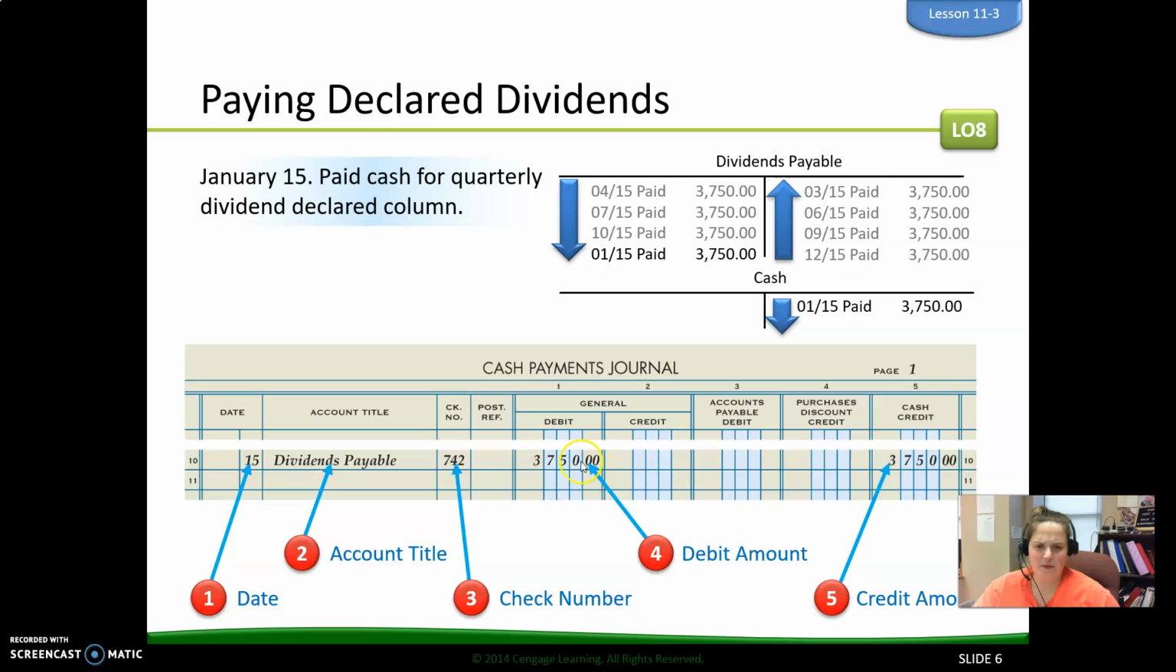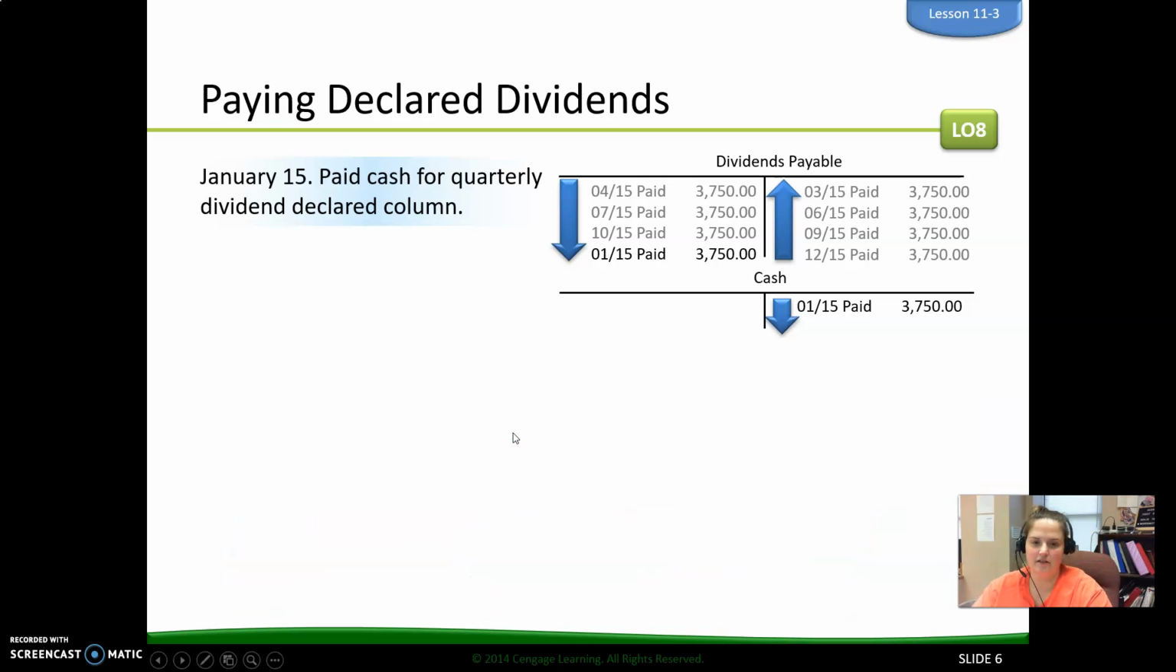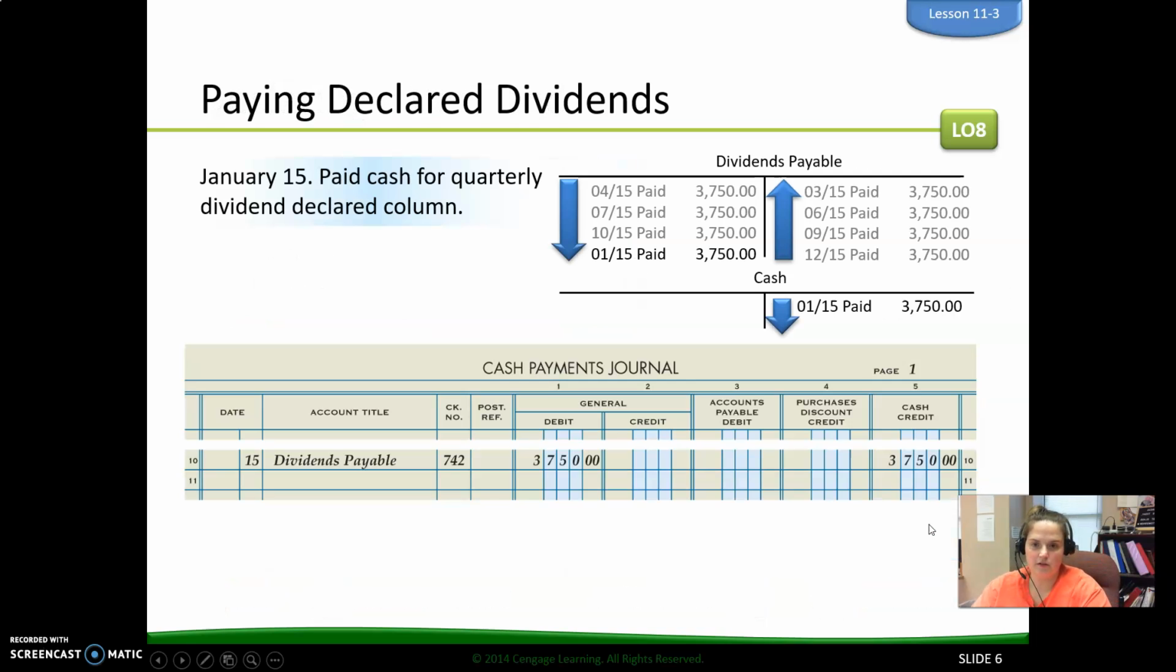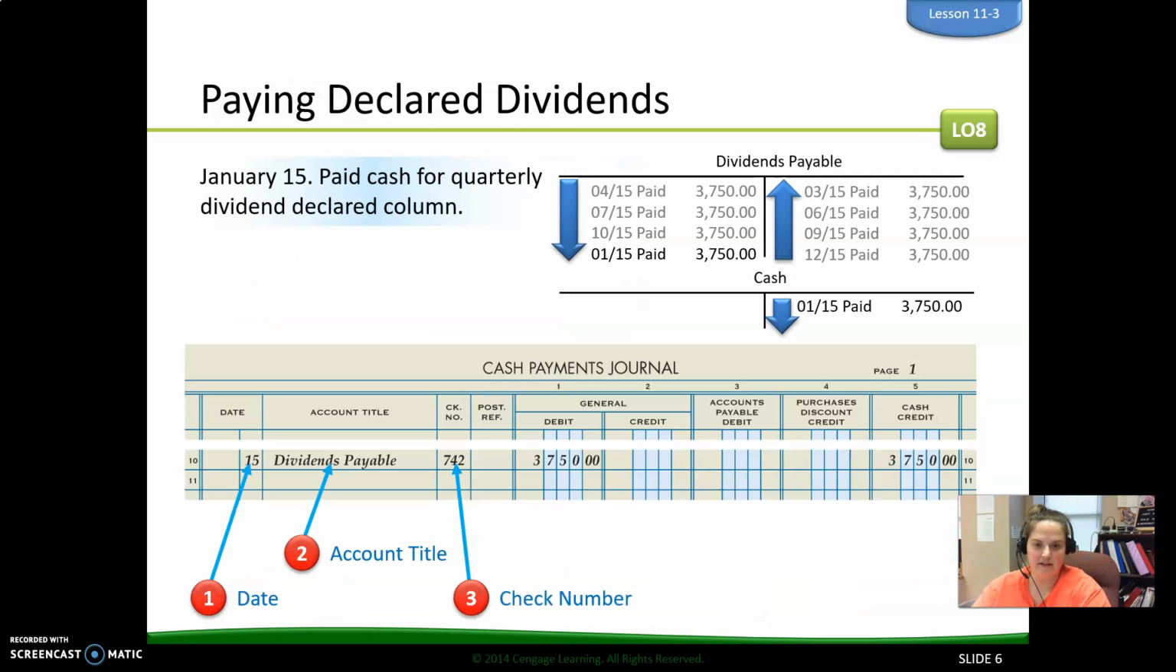Sometimes students will ask, why do we put debit here? Well, that's because on that previous page, let me see if I can go back. Right here, dividends payable was credited. If I go forward to do the opposite of that, we're going to debit dividends payable because now we're actually paying it out, so we don't have that payable anymore. Hopefully that makes sense. All right, so that takes care of this lesson.